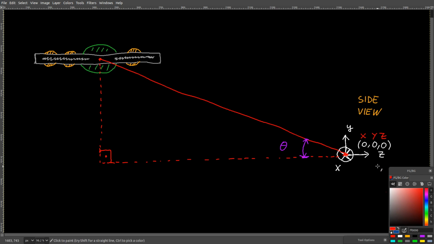I'm going to attach a coordinate frame to the origin of the lasers. In our case, Z points away from the origin to the other side, Y points up, and X points into the screen.